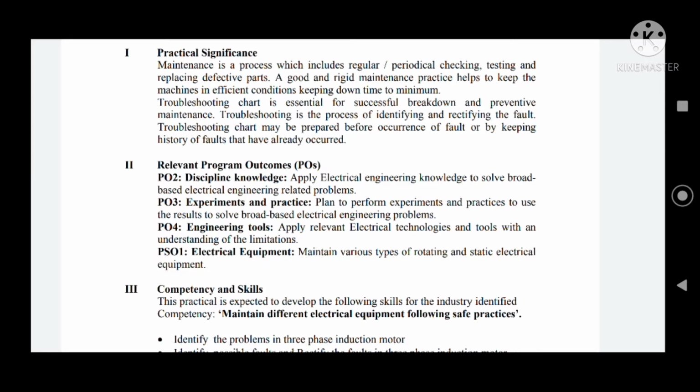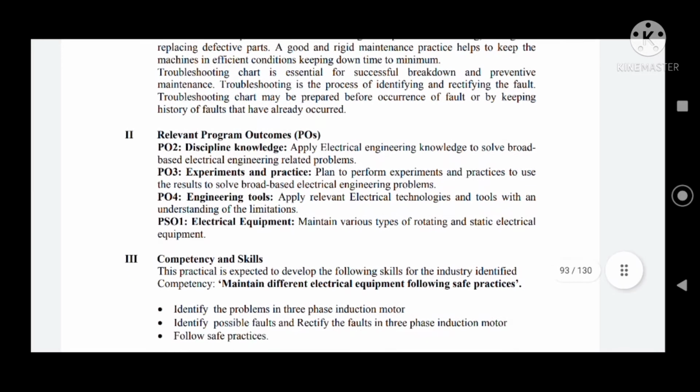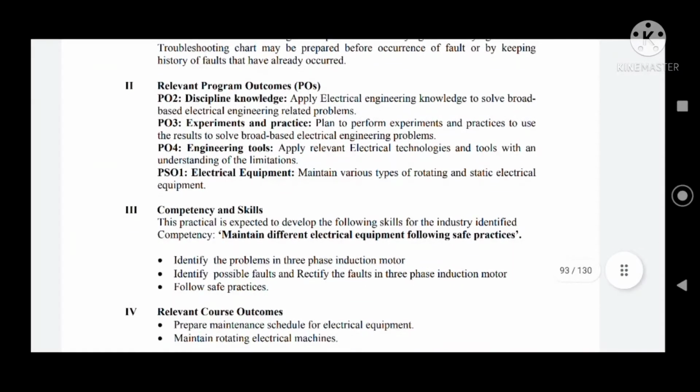Troubleshooting chart is essential for successful breakdown and preventive maintenance. Troubleshooting is the process of identifying and rectifying the fault. Troubleshooting chart may be prepared before occurrence of fault or by keeping history of faults that have already occurred. Second is relevant program outcomes, that is POs.